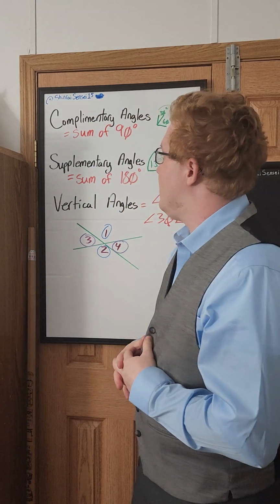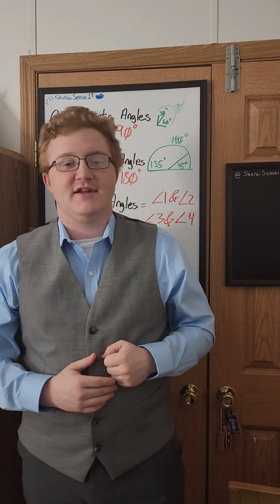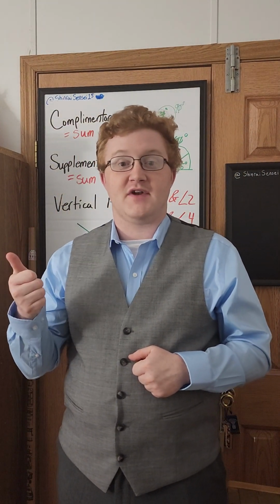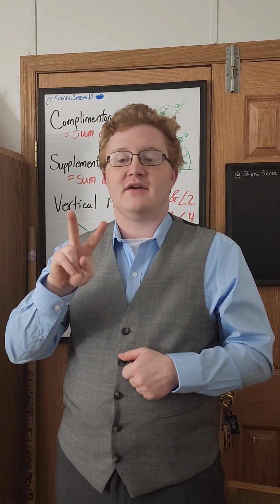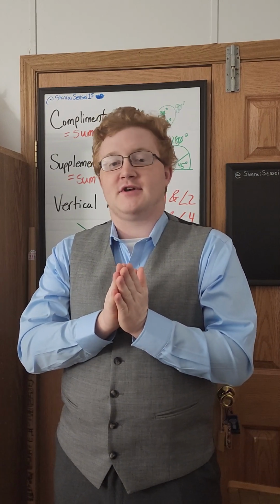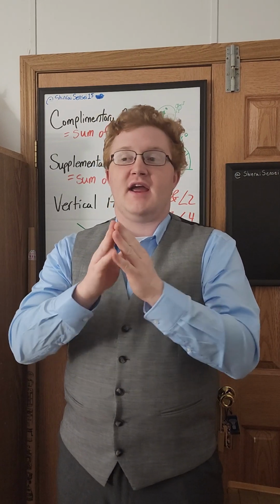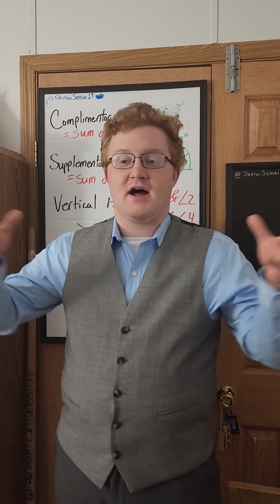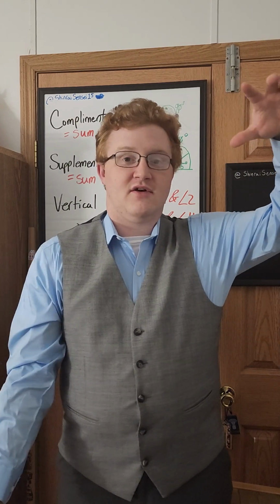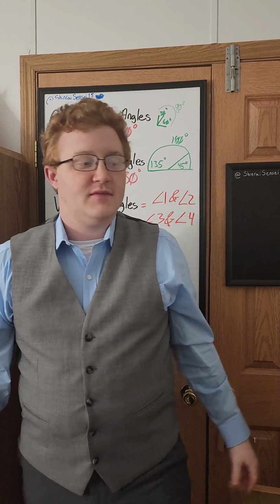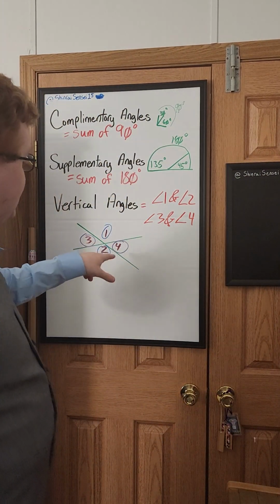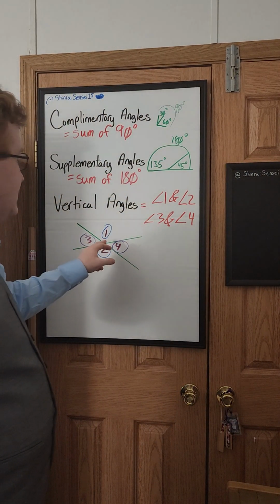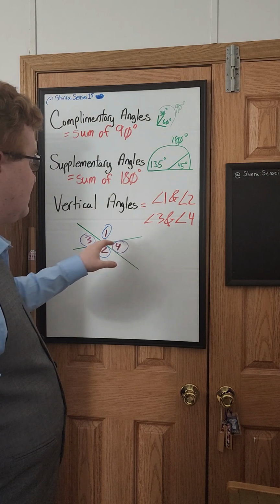So that will be all for today's episode, just defining those three things. Complementary angles are the sum of 90 degrees. Two angles that equal 90 degrees when they're added are complementary. Two angles that equal 180 degrees when they're added are supplementary. And angles that are on opposite sides of each other are vertical angles, right? So opposite sides of an intersection, or opposite sides of the vertex, are vertical angles, right?